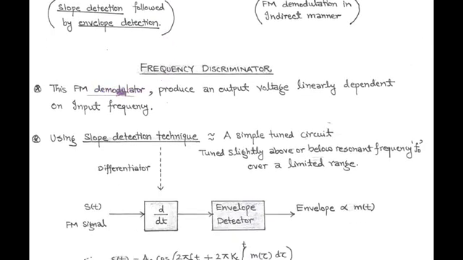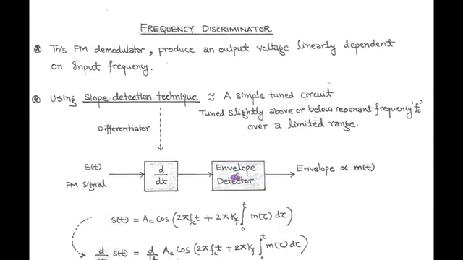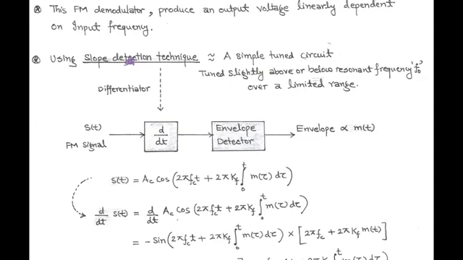Frequency discriminator is a type of FM demodulator that produces an output voltage linearly dependent on input frequency. Frequency discriminator consists of slope detector, that is a type of differentiator, followed by envelope detection. So in frequency discriminator there is both slope detection as well as envelope detection. In the first stage we use slope detection technique by using a simple tuned circuit. This circuit is tuned slightly above or below resonant frequency F0 over a limited range.